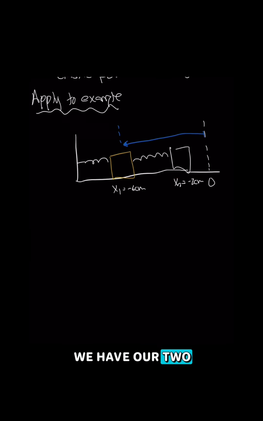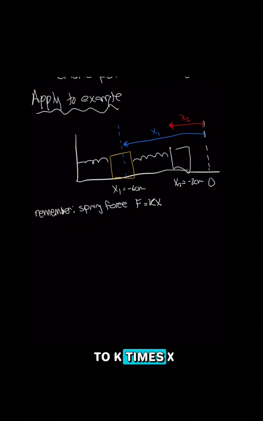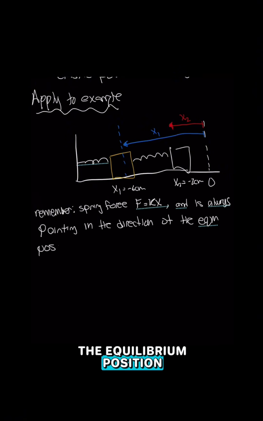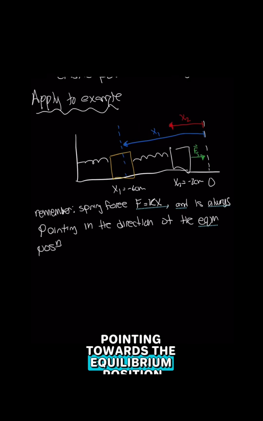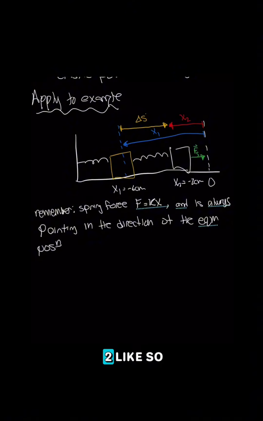We have our 2 points x1 and x2, and if we remember, spring force is equal to k times x and is always pointing in the direction of the equilibrium position. Look at our diagram here. We can draw our spring force pointing towards the equilibrium position at x equals 0. Our displacement vector is going to be pointing from x1 to x2 like so.